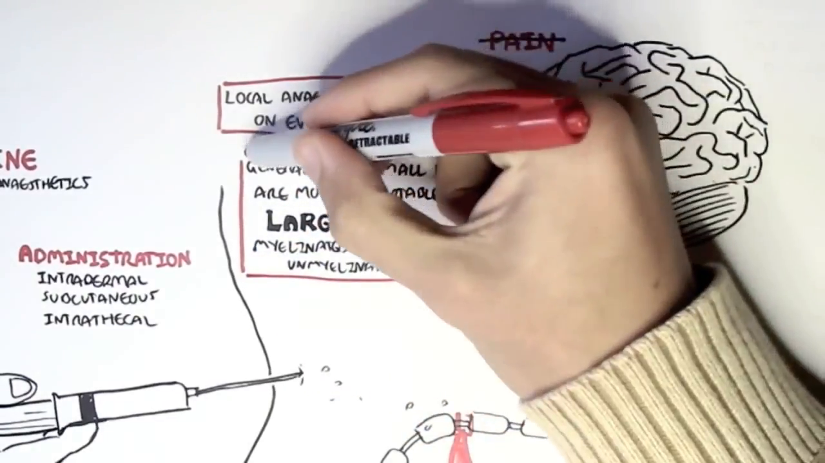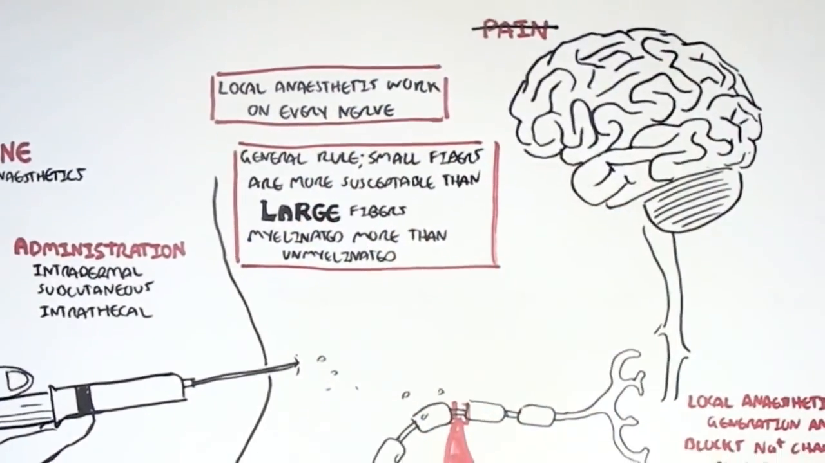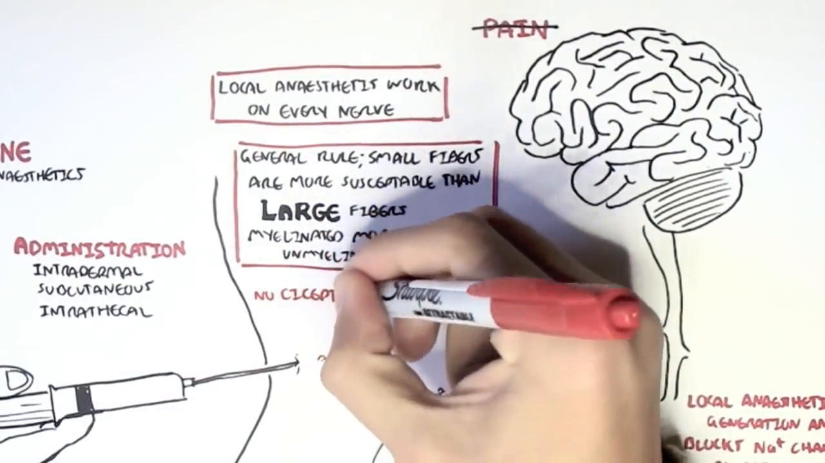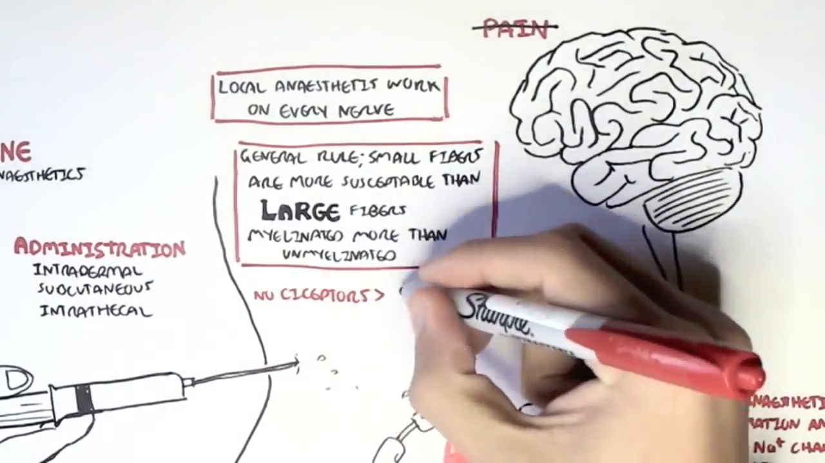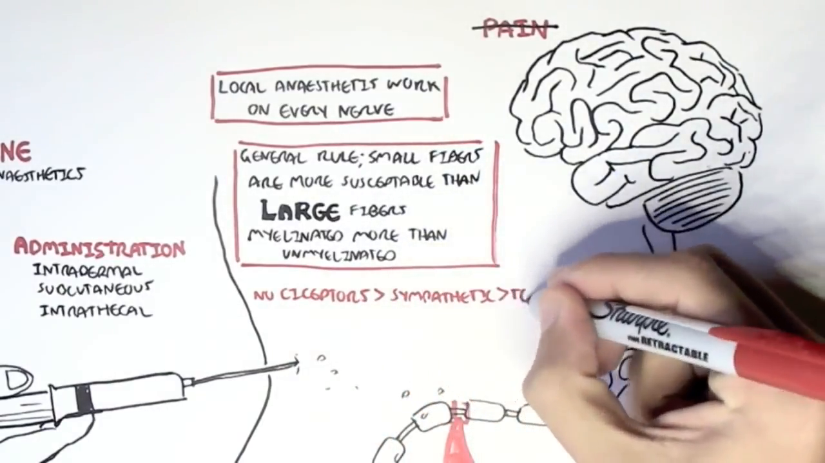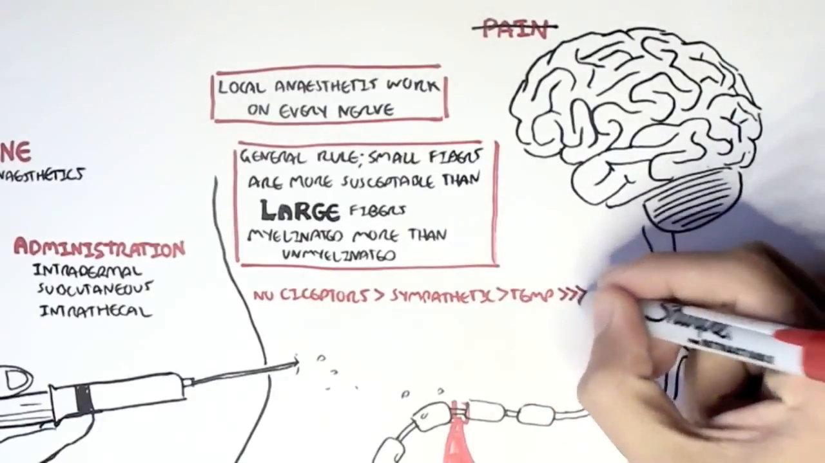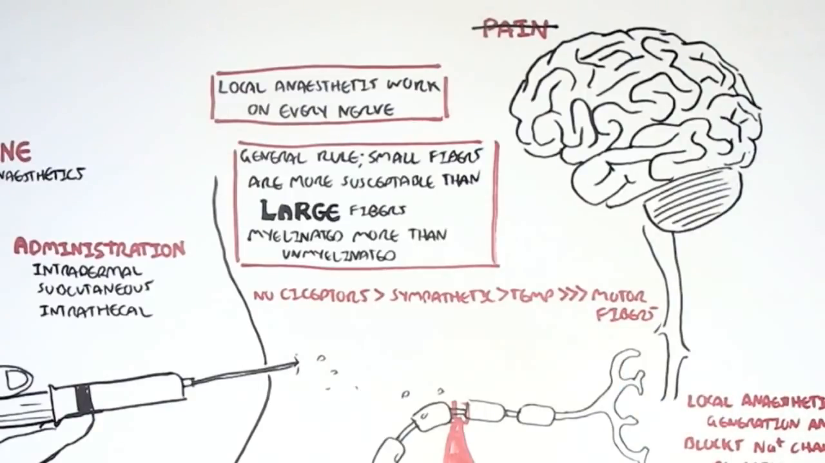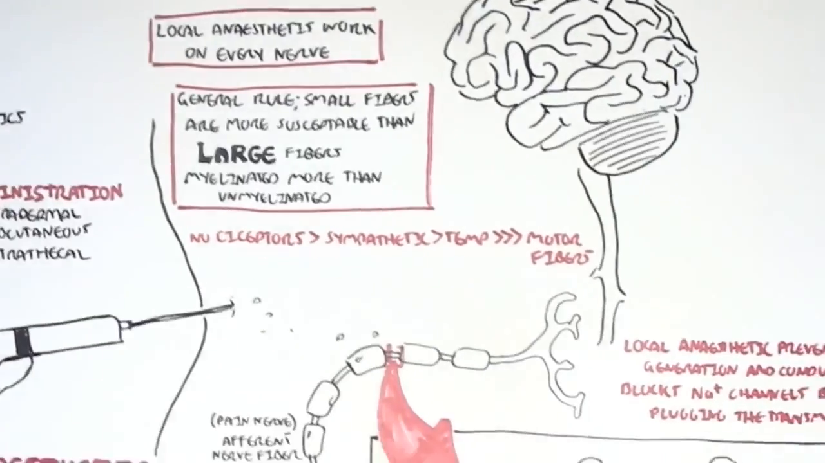So if we draw this up from the most susceptible to the least susceptible, nociceptors, the pain fibers, are more susceptible to local anesthetics. And then we have the sympathetic fibers, the temperature fibers, and so on until finally motor fibers. But we would need a massive dose of local anesthetic to paralyze a person.